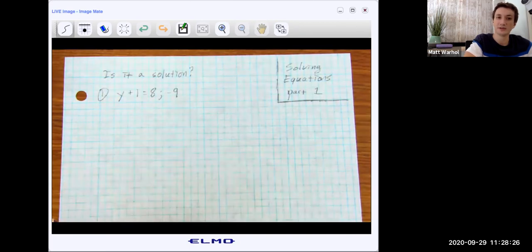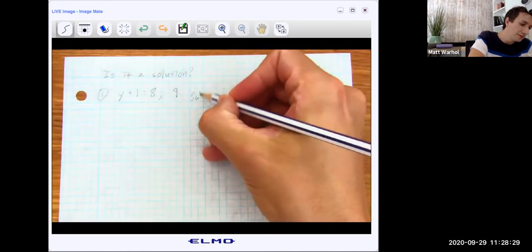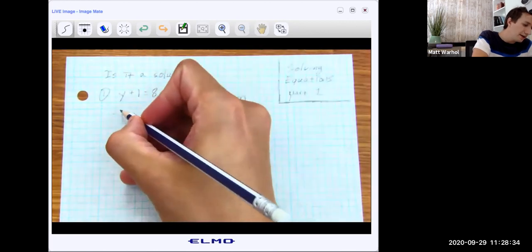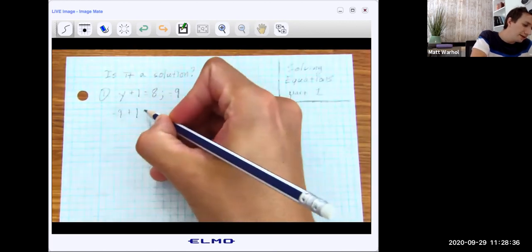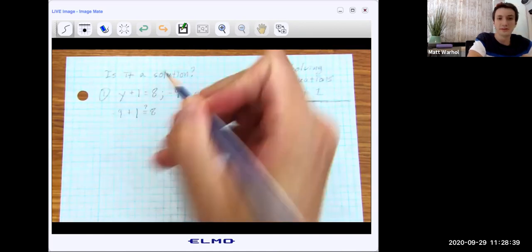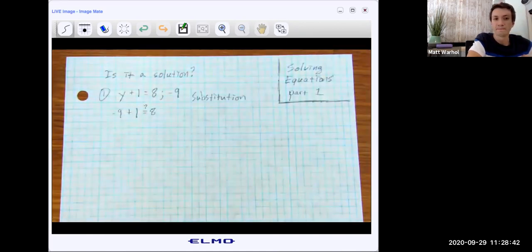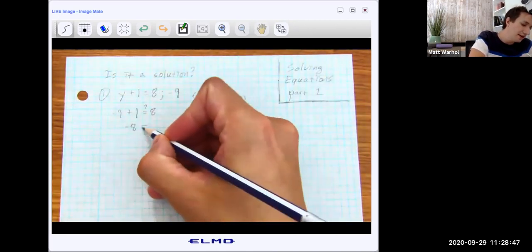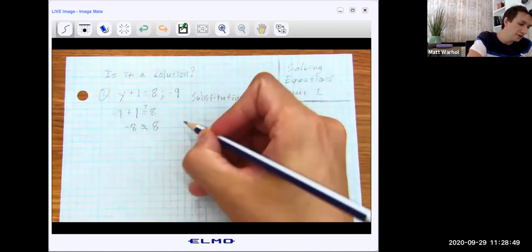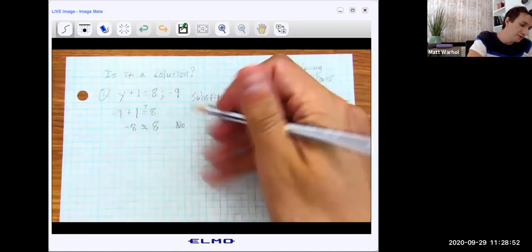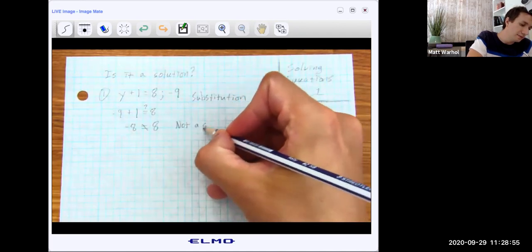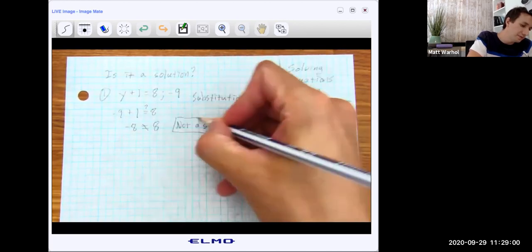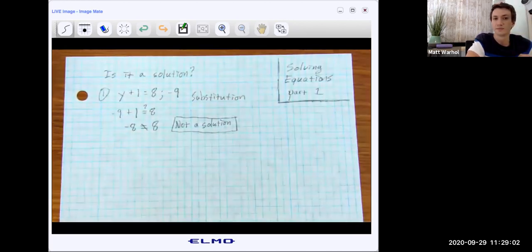This is called substitution. So what we're going to do is we're going to use substitution to check the answer. So we write negative 9 plus 1. Does it equal 8? Look, I can put a little question mark over the equal sign. And then see, negative 9 plus 1 brings us to negative 8. Does negative 8 equal 8? No. So no, or we could write not a solution. That's a better answer than just no. So not a solution. See how that worked?